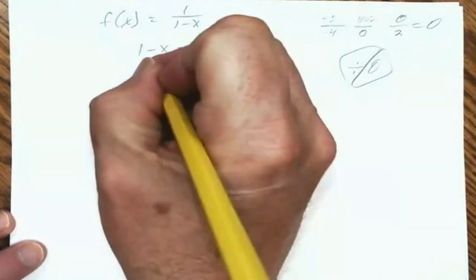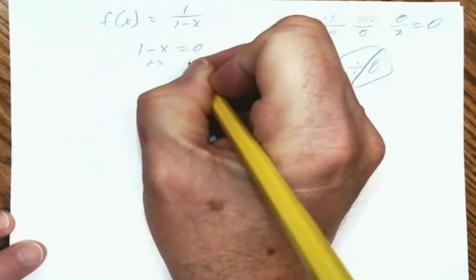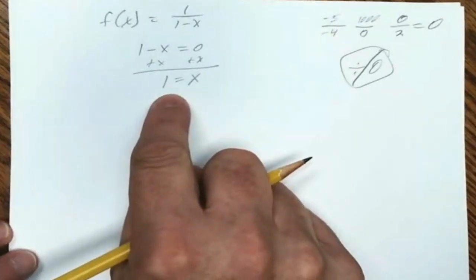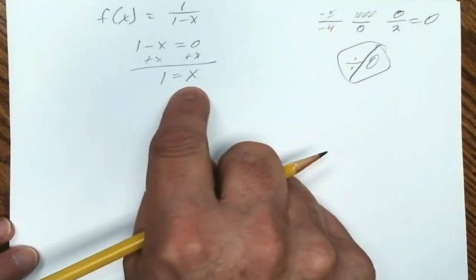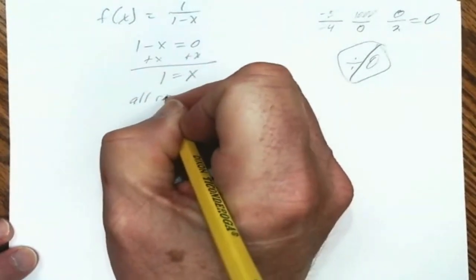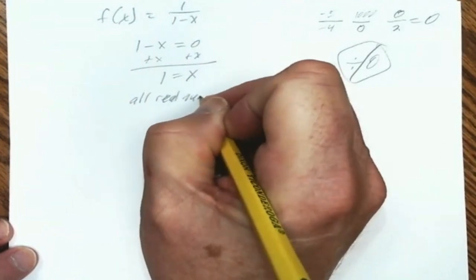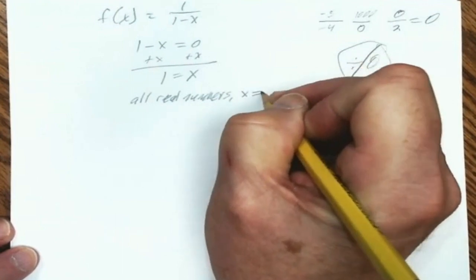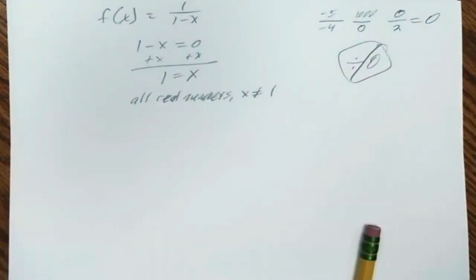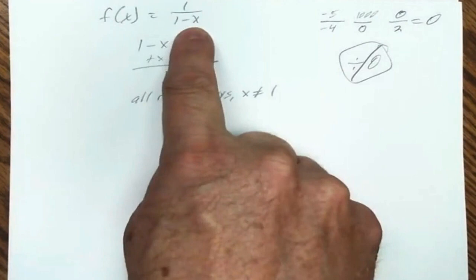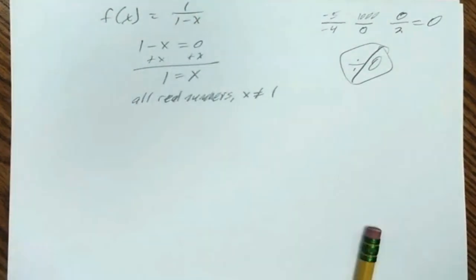So let's add x to each side. 1 equals x. So basically, the domain of this one is all real numbers except x cannot be 1. It can be anything else in the world but 1. All real numbers except x cannot be 1 because 1 minus 1 is 0, and now this does not exist.